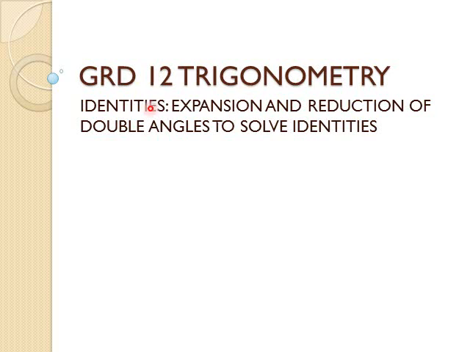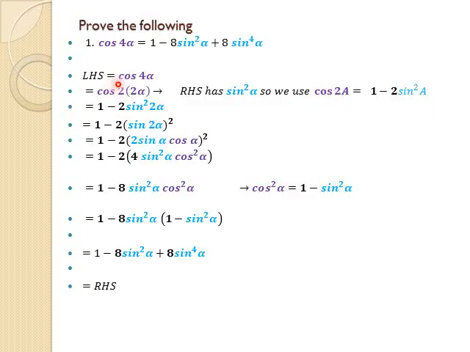Right, lesson number 4 on identities. We're going to look at expansion and reduction of double angles to solve identities, right? So problem number 1, they gave me cos 4 alpha, and I must expand this and solve it till it's 1 minus 8 sine squared alpha plus 8 sine to the power 4 alpha.